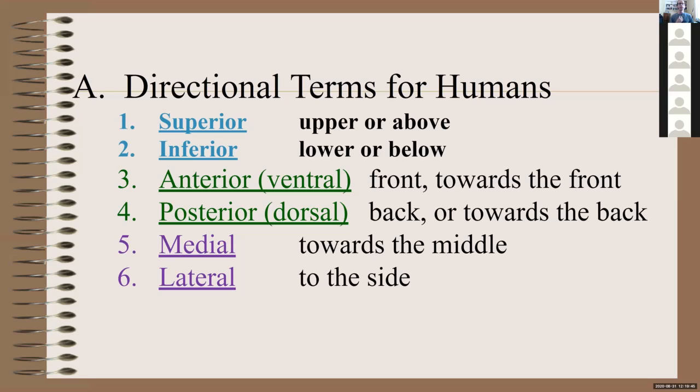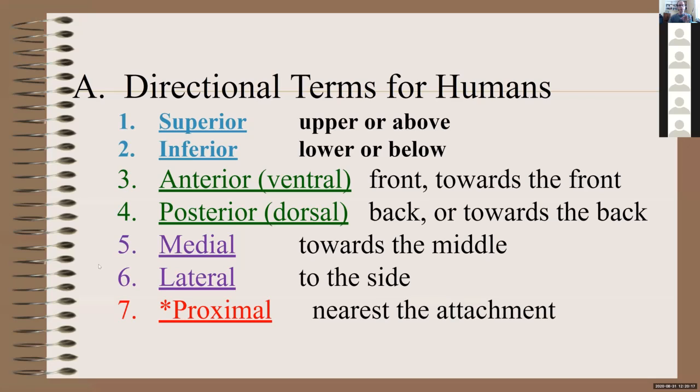If I was saying, how do I go from the heart to the lung? That would be a lateral direction. So the lung is lateral to the heart because in order to get from the heart to the lung, I have to go in a lateral direction to the sides. Good stuff. All right. Now, there's two more terms.